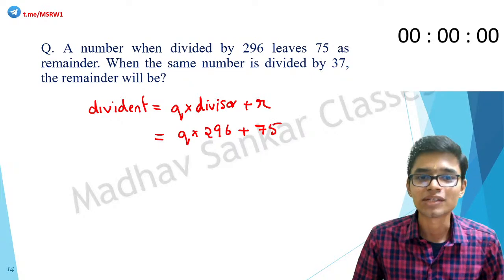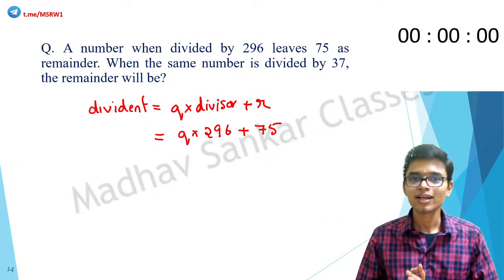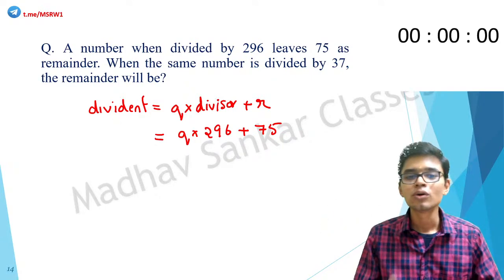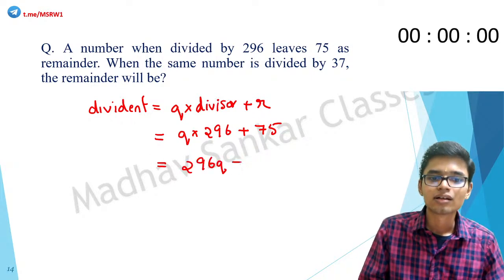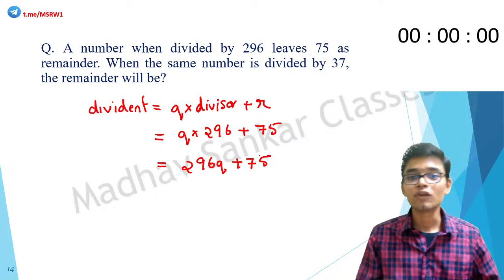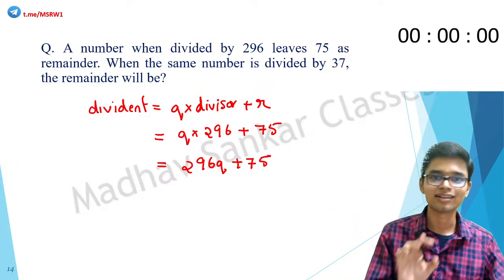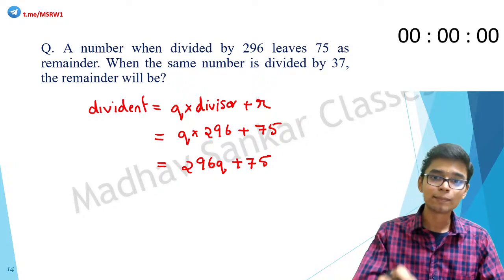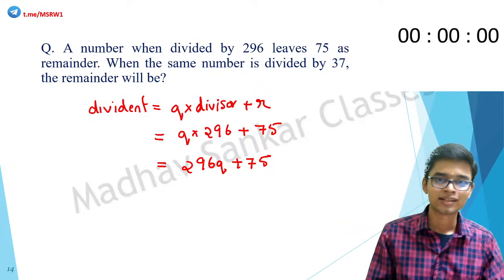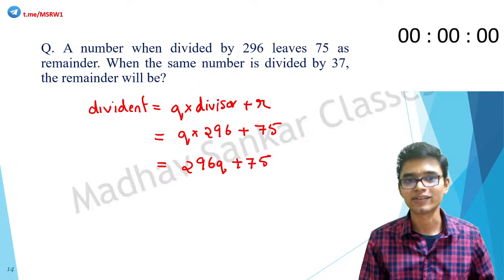Yesterday we did a similar kind of question, right? Where we got the number in terms of q. Correct. So 296q plus 75. This is our number. Now we have to divide this number by 37 and find out what is the remainder. That's all. So what we have to do is to write this number in terms of 37. And we will find that there will be some value which we cannot put in terms of 37.